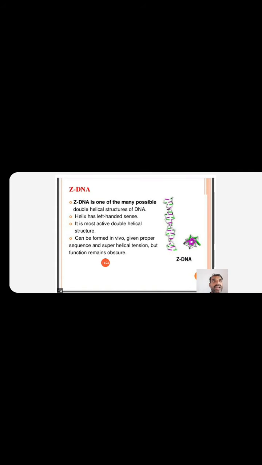See, Z-DNA was first discovered in our India. That is a specialized group, the Rodley group. So this Rodley group proposed the Z-DNA, and the Shishishekaran group also first found this type of DNA, that is Z-DNA.